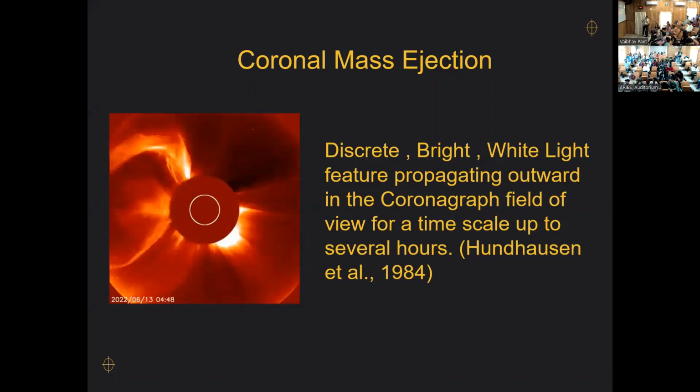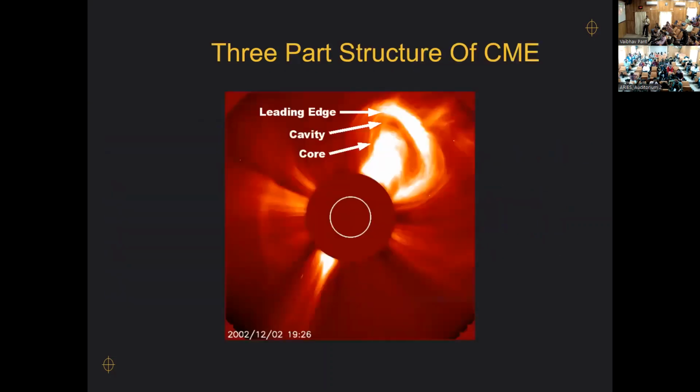So by definition, it says a discrete bright white light feature propagating outward in the coronagraph field of view for a time scale of up to several hours. That is the definition of coronal mass ejection as seen from the Howard et al. 1984 paper. So the three-part structure of a coronal mass ejection is as we are familiar with.